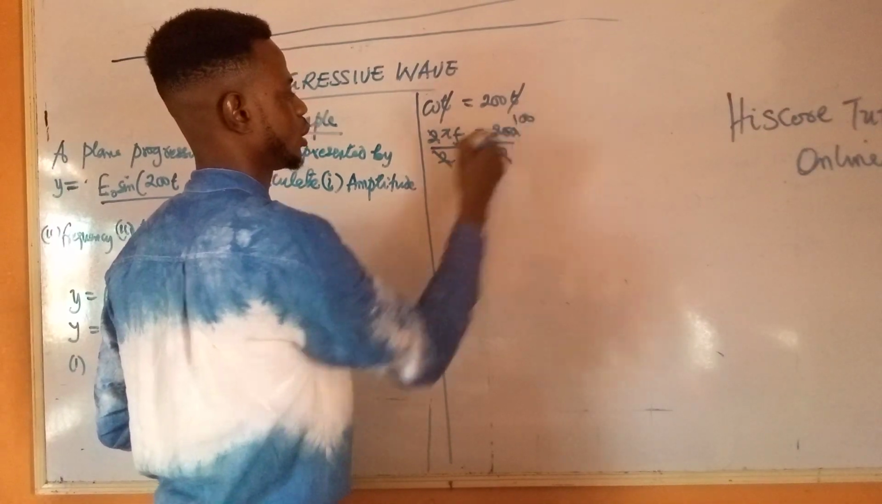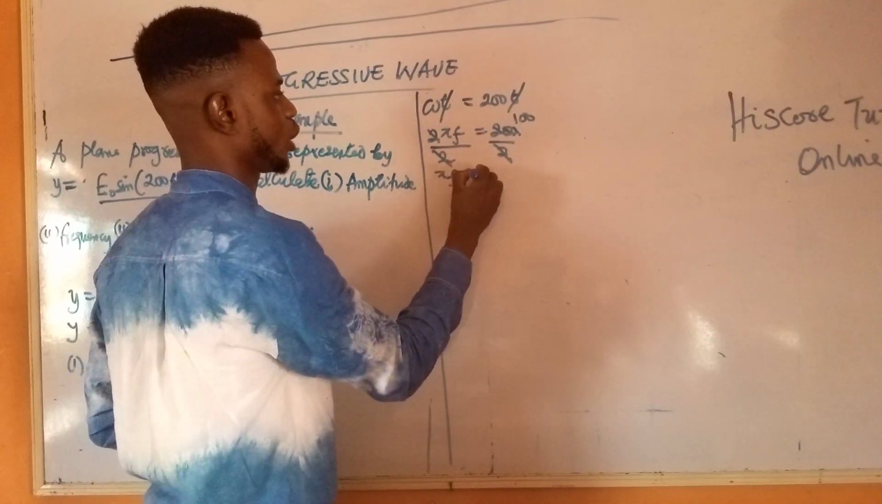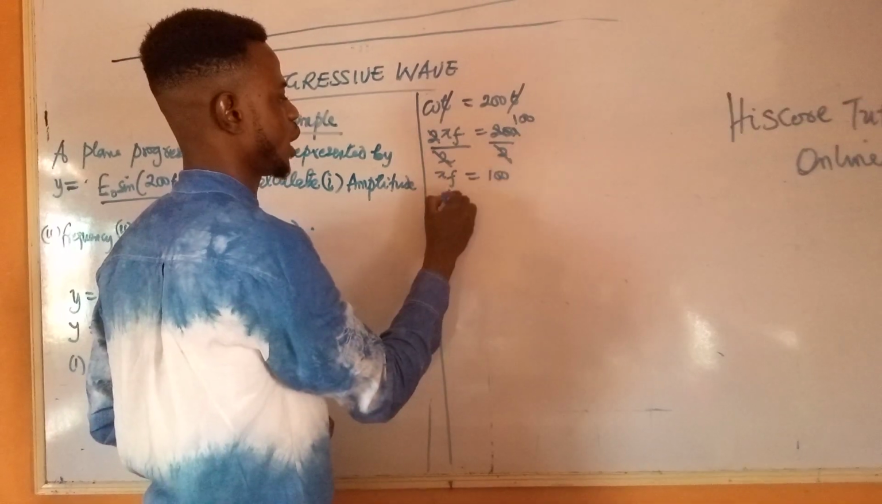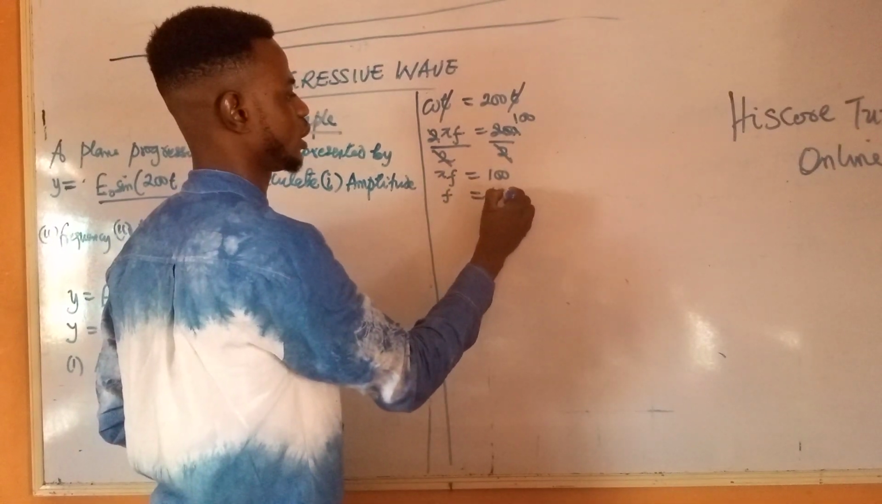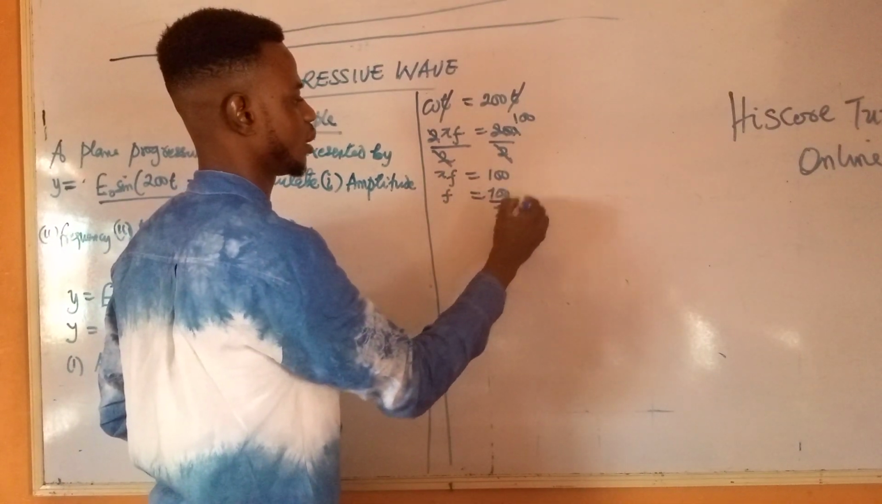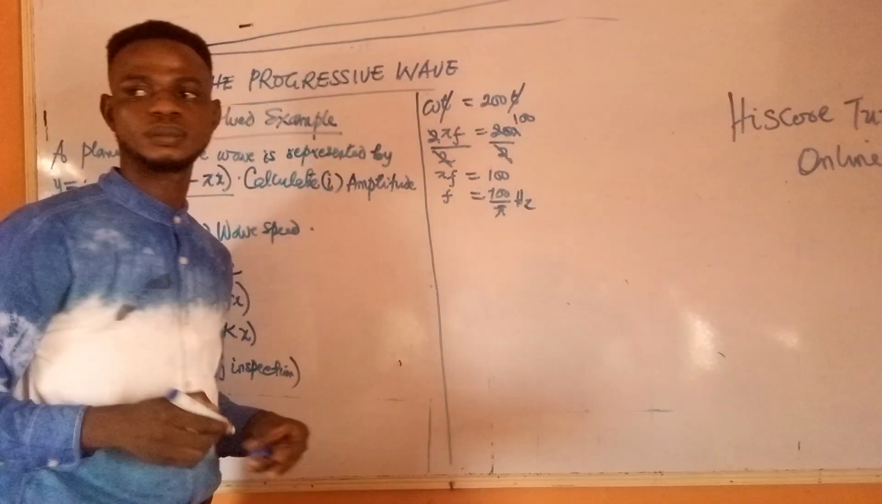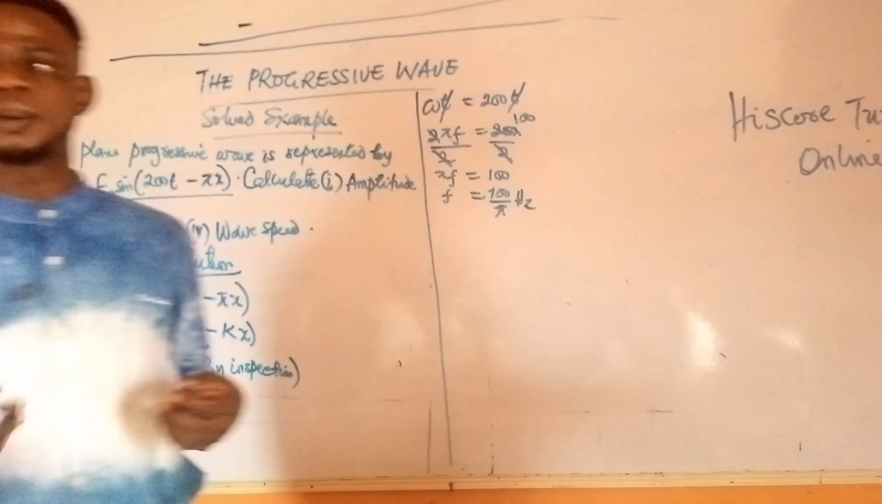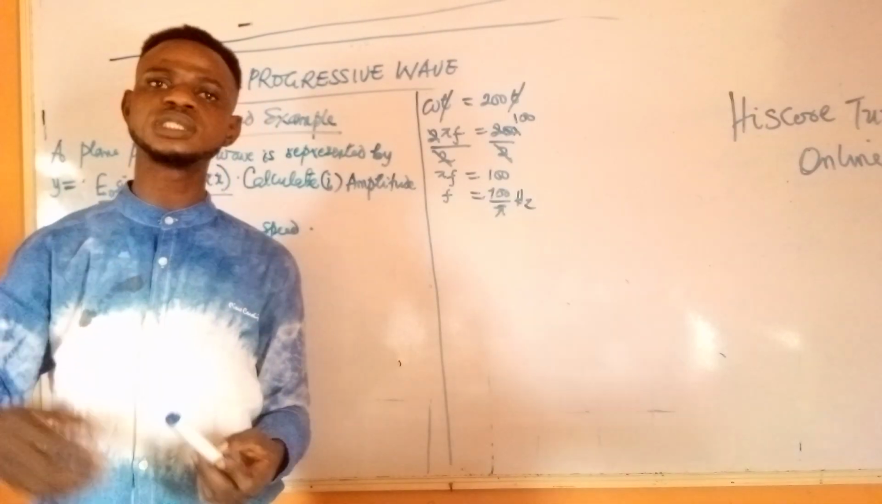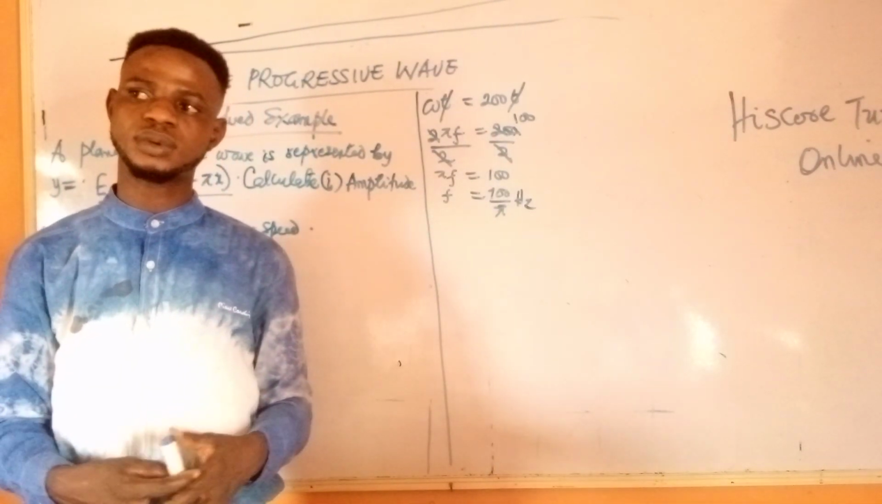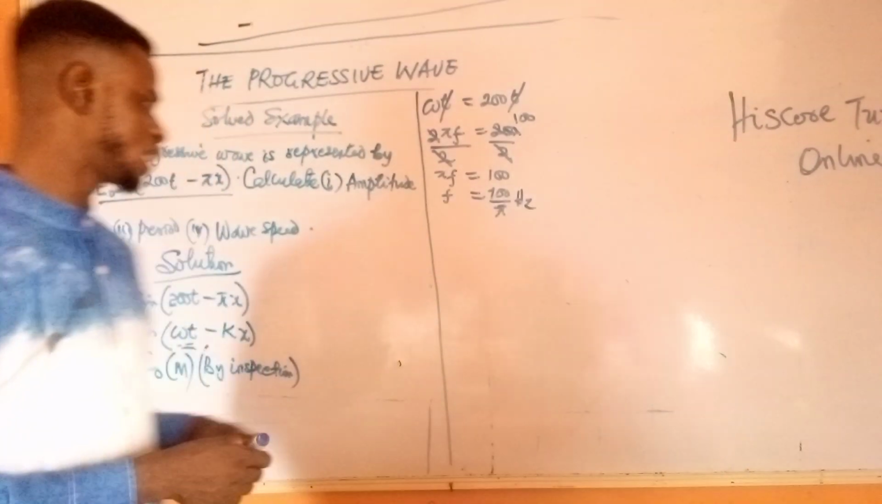This is 100, so pi f equals 100. So f equals 100 over pi hertz. That's all. 100 over pi hertz is the frequency of the wave. Is that clear? What's the next?